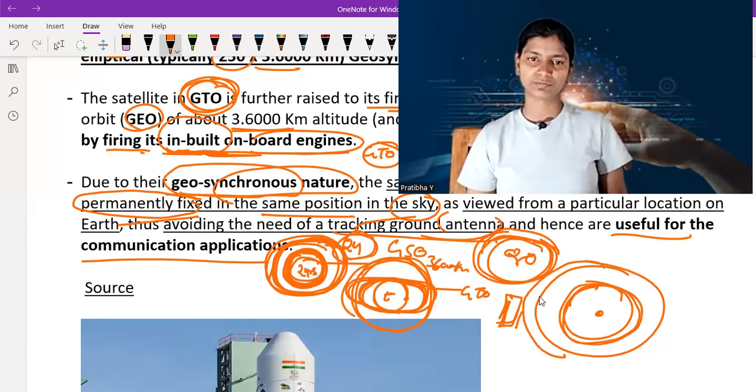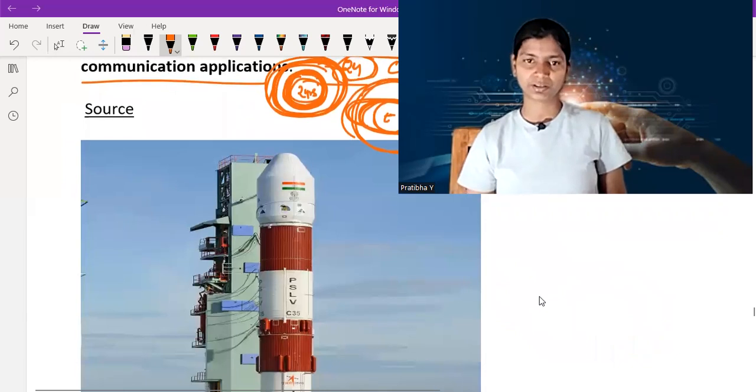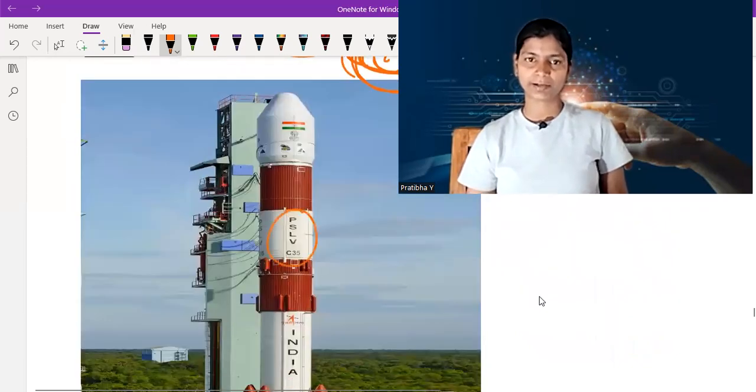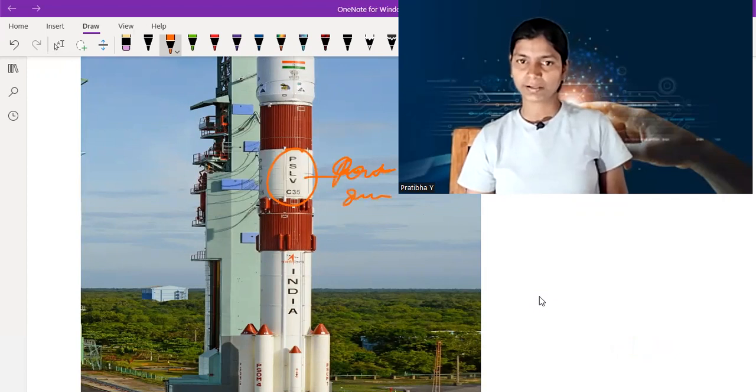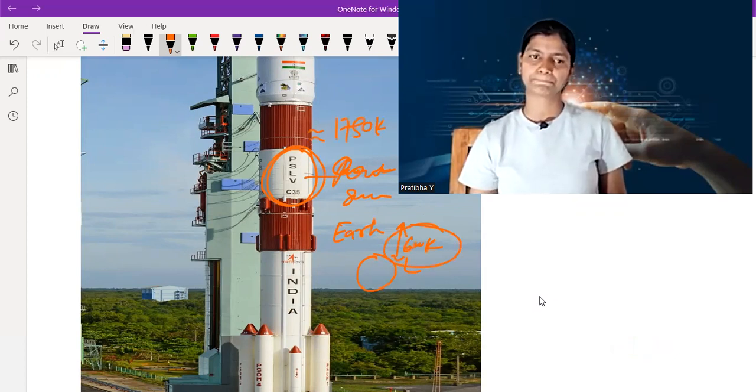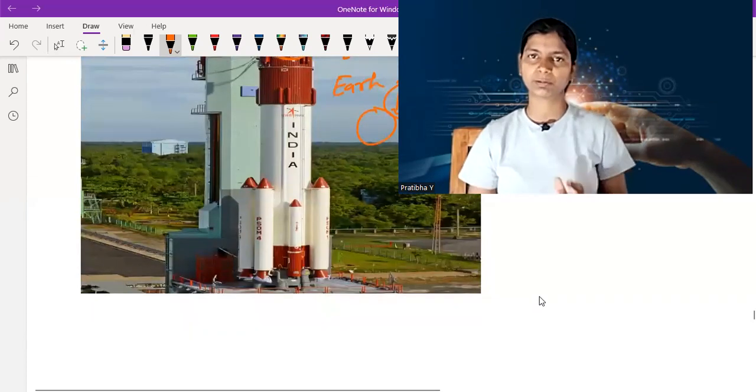So this is a picture of GSLV. And we use PSLV for remote sensing and Earth observation purposes, and the satellites are put in low Earth orbit, 600 to 900 kilometers from the Earth, and the payload is approximately 750 kilograms. So I hope you understand about PSLV.